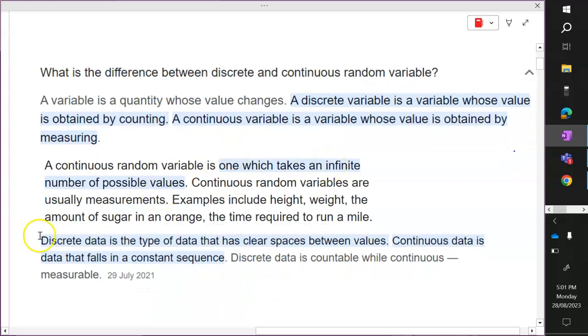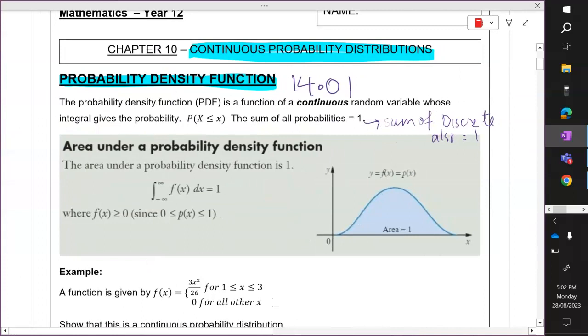Okay, but the main thing I'm going to look at is this last paragraph that says discrete data is the type of data that has clear spaces between it. They're kind of like counting numbers, like zeros and ones and twos, etc. Continuous data is data that falls in a constant sequence, and that's generally a measurement. So we might have 0.01, 0.001, and an infinite number of numbers between each of our counting numbers, and we call that continuous data. That's the data that we're going to be having a look at in this topic, and we generally look at that data in terms of a graph.